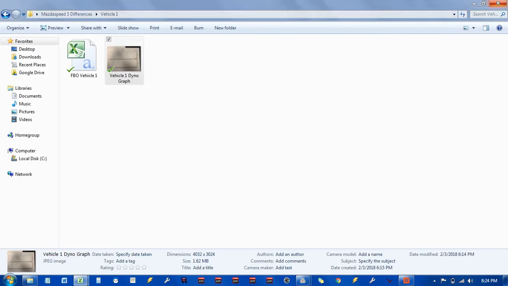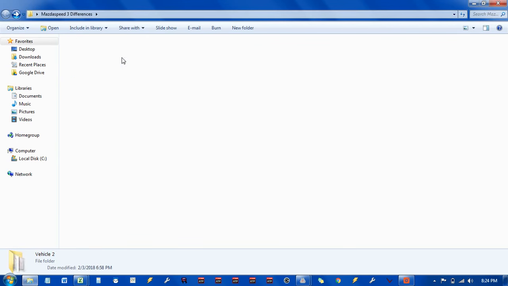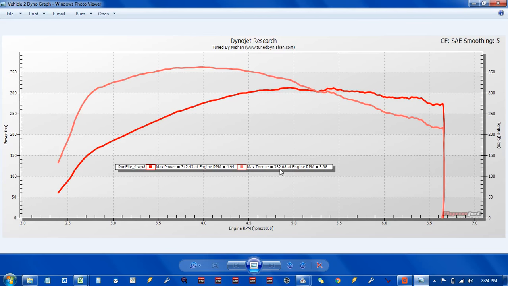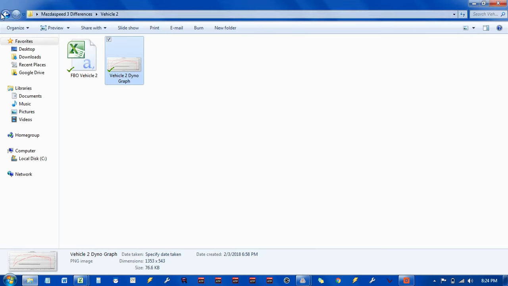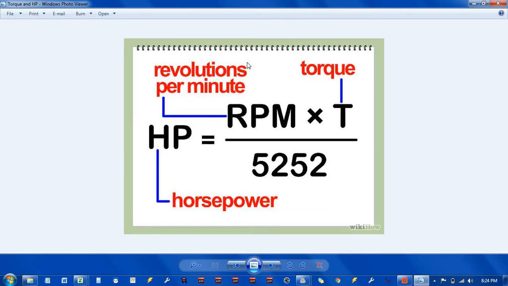And then if we take a look at vehicle number two, it's making 362 foot-pounds, which is only 9 foot-pounds higher than vehicle number one. However, vehicle number two is able to carry that torque curve a lot further into the RPM range. And so, if we take a look at how horsepower is calculated, horsepower is equal to RPM times torque divided by 5252.